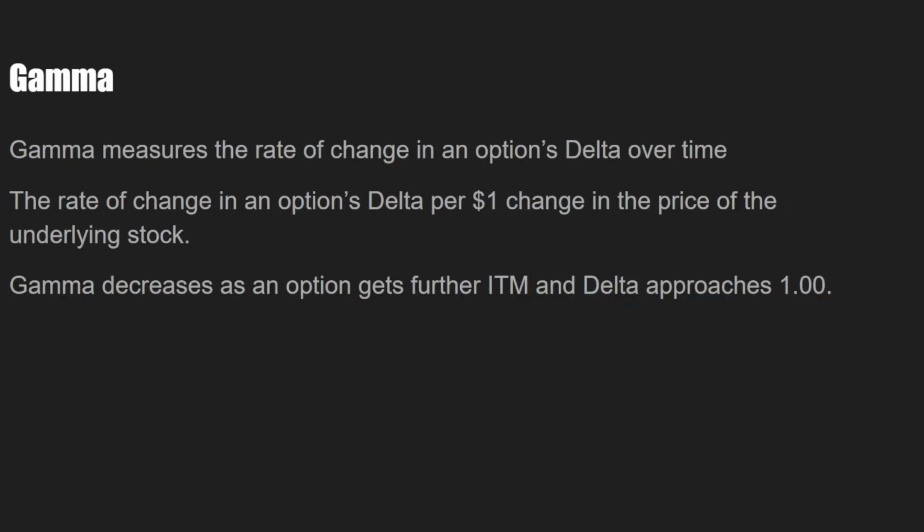Now we have gamma. This is the measurement of rate of change in an option's delta over time. The rate of change in an option's delta per $1 change in the price of the underlying stock. Gamma decreases as an option gets further in the money and delta approaches 1.